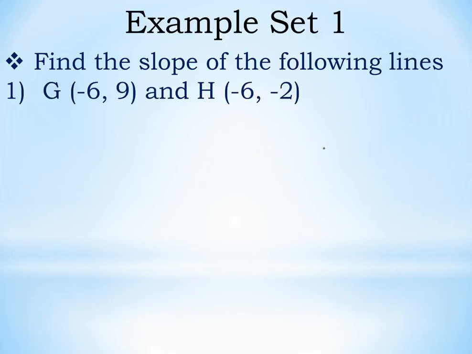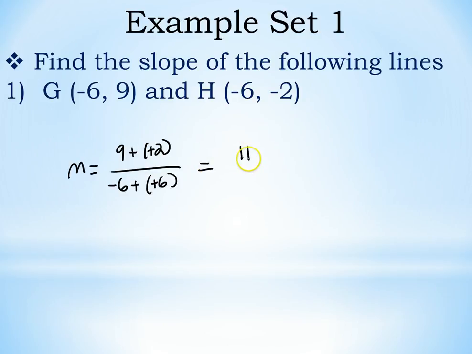Similar concept happens when the x's are the same. So if I plug these in, we'll have 9 minus a negative 2 over negative 6 minus a negative 6, which becomes plus. So 9 plus 2 is 11. Negative 6 plus 6 is 0. Now, I cannot divide by 0, and if I do, I get something that's called undefined.